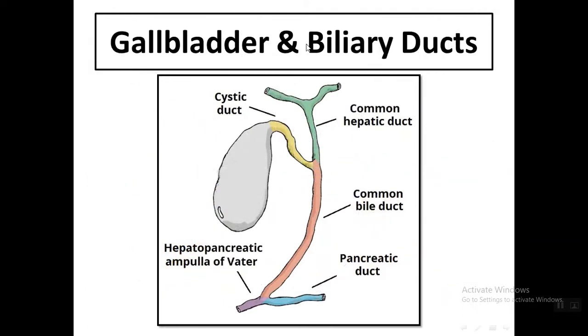This is the gallbladder and its relation with the connection with the biliary ducts. This is the gallbladder. This is the cystic duct. It will unite with the common hepatic duct to form the common bile duct. These structures lie in the free margin of the lesser omentum.